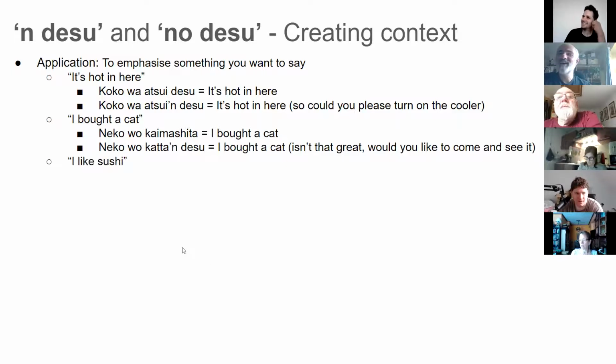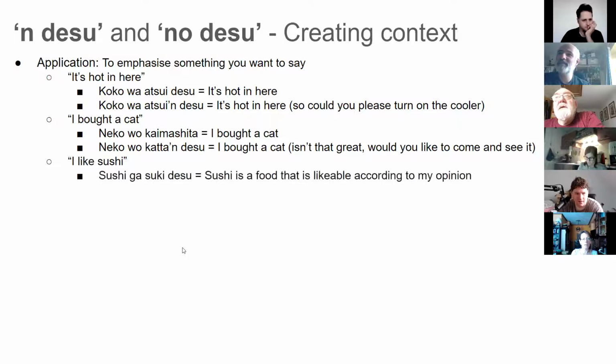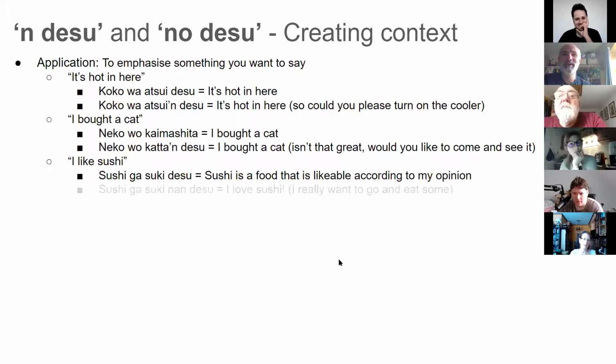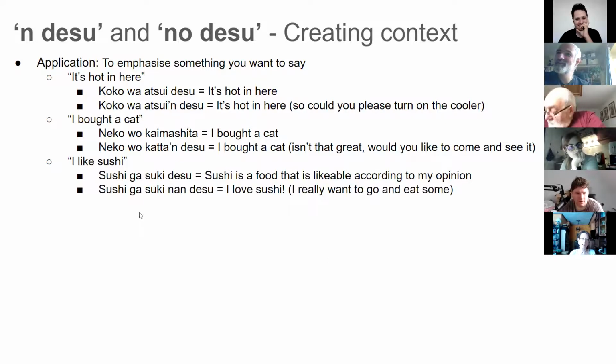I like sushi. "Sushi ga suki desu." This means sushi is a food that is likable according to my opinion. Very mechanical, very calculated, very objective, very factual based. But "sushi ga suki nan desu" means I love sushi. I really want to go and eat some. Don't you love sushi?